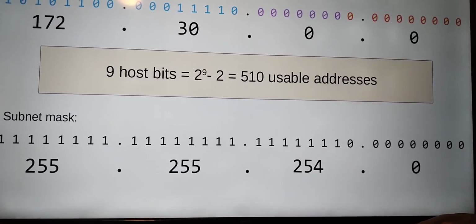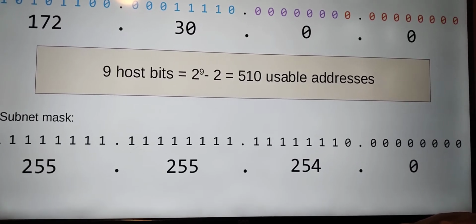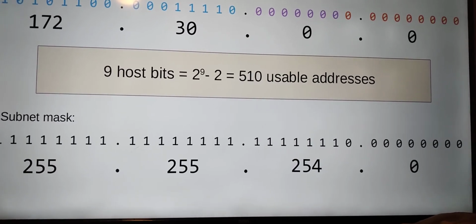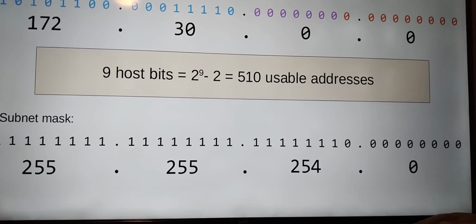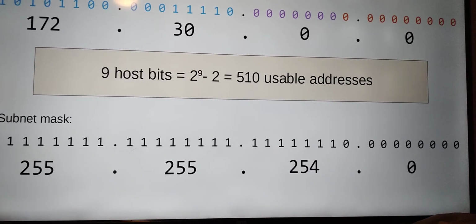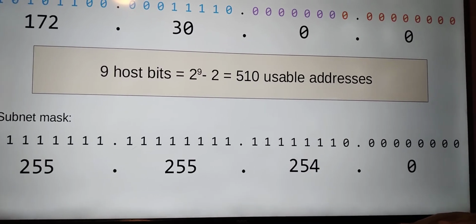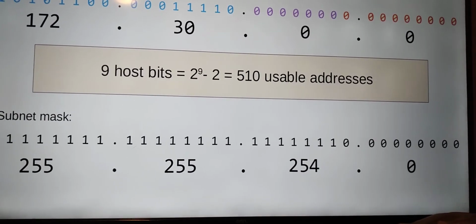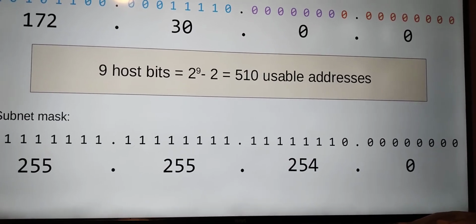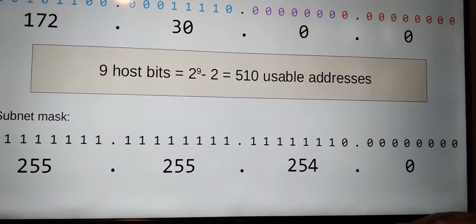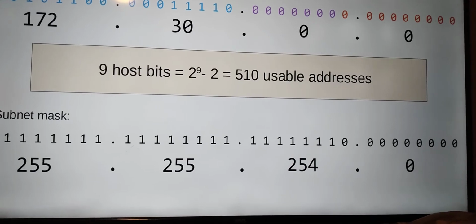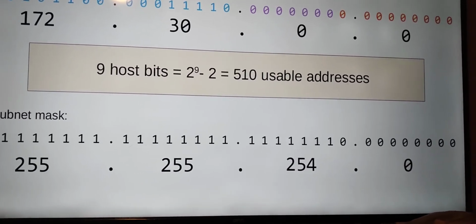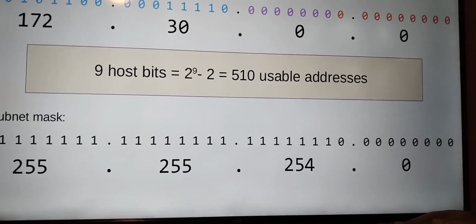Remember, the red ones are the host bits. So /23 is written as 11111111 dot 11111111 dot 11111110 dot, and then there's 8 zeros. 255.255.254.0 in dotted decimal form.